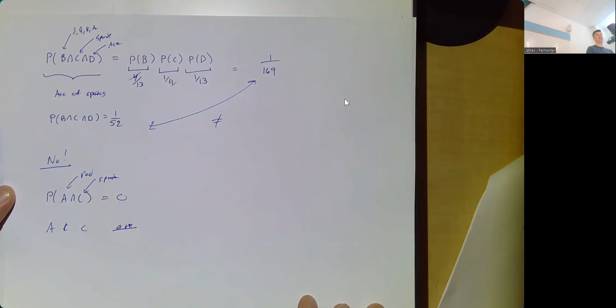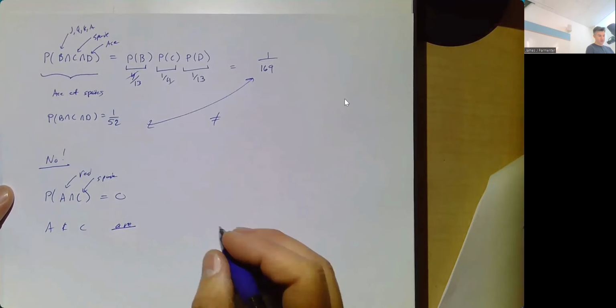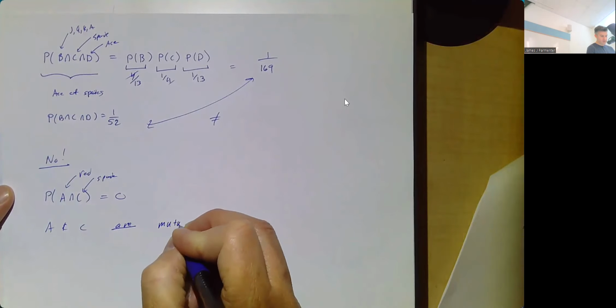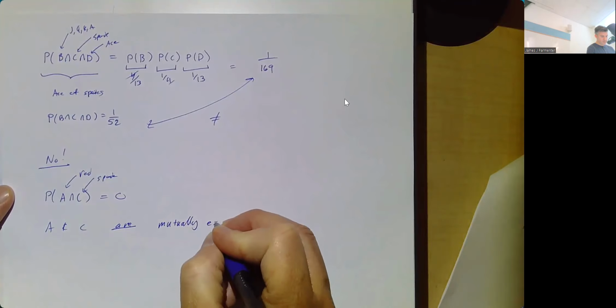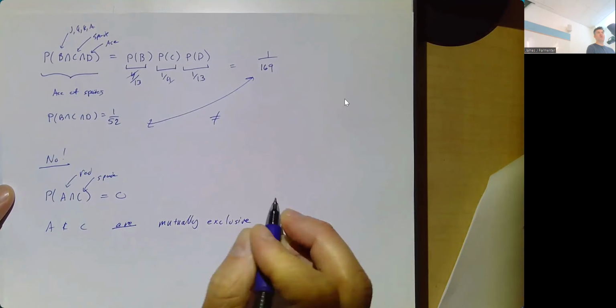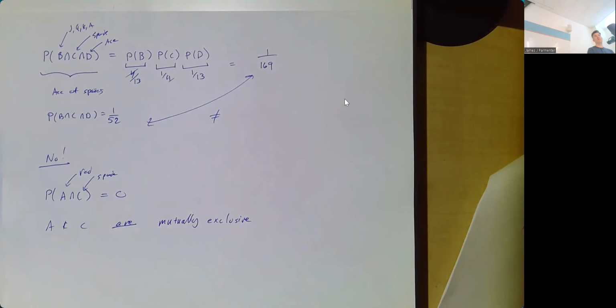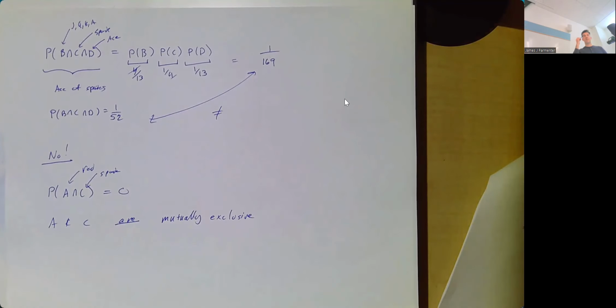So you could say that events A and C are, what's the word we use? When things are disjoint or mutually exclusive. Yeah, that's right. Disjoint, yes, mutually exclusive. Right, there is no card that is both a red card and a spade card.